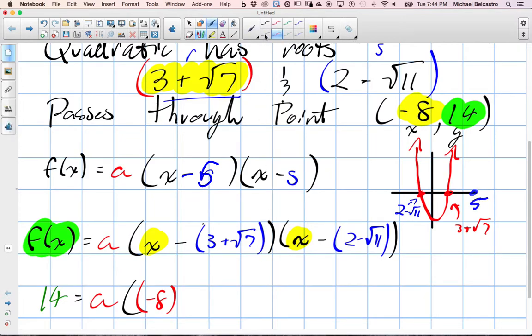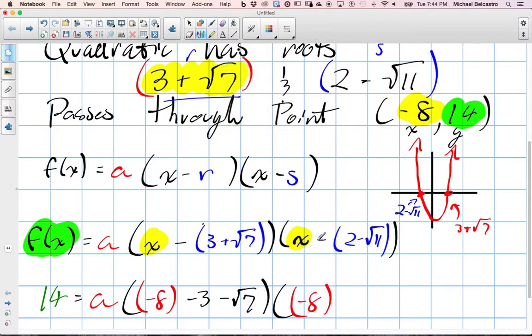Okay, so we distribute it, and we would get negative 3 negative root 7. Okay, bracket. And then for the other x, again, we use negative 8. That's the x value we're replacing. And same idea, there's a negative in front of it. So think of it like we're distributing negative 1. So we're going to have negative 2 plus root 11. Okay, and negative times a negative gives us a positive.